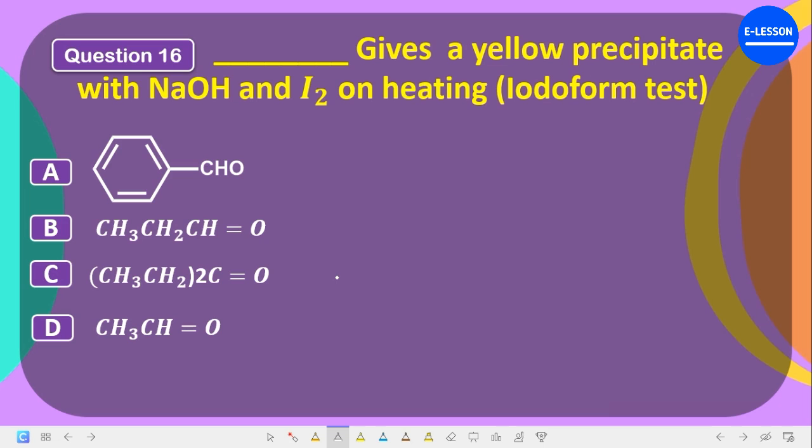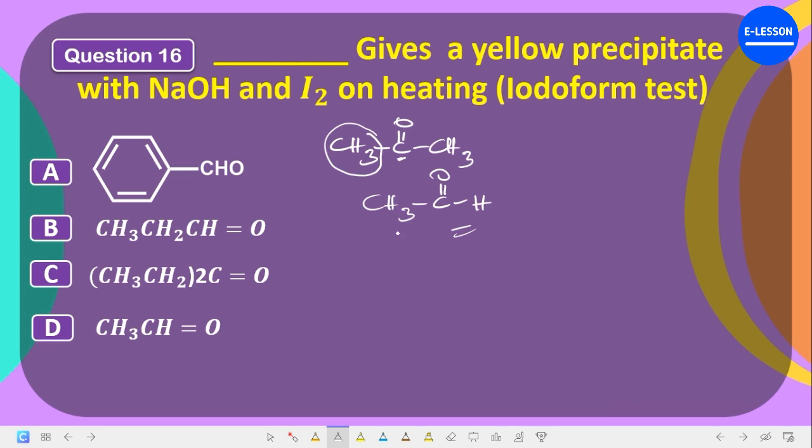The next question says it gives a yellow precipitate with sodium hydroxide and I2 on heating. It's called the iodoform test. Now the iodoform test usually uses a methyl ketone or acetaldehyde. Now what is a methyl ketone? A methyl ketone is any ketone that has a CH3 group attached to the carbonyl group.